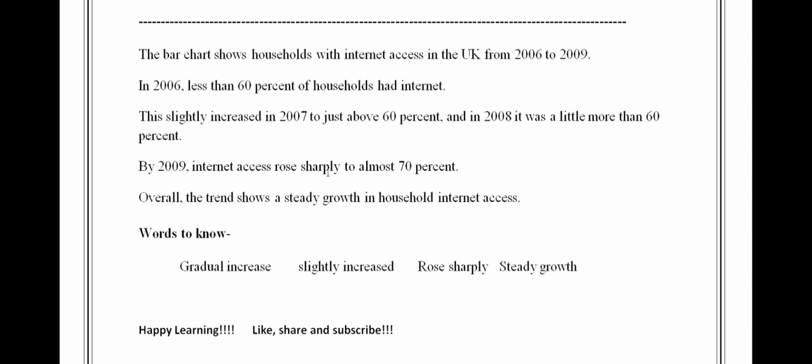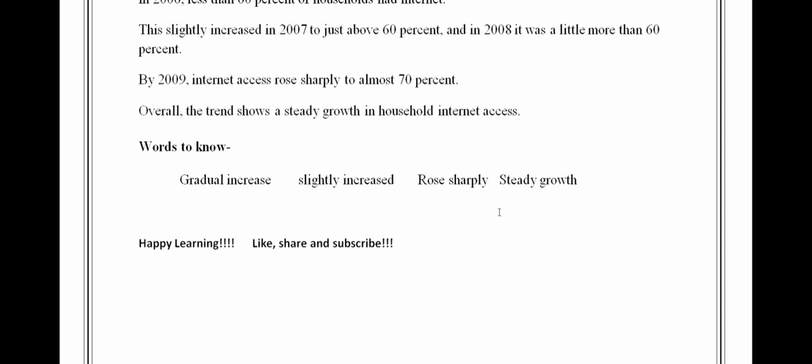By 2009, internet access rose sharply. How was it? It rose sharply to almost 70%. Overall, the trend shows, that is the way it has increased. The trend shows a gradual growth in household internet access. Grab some words: gradual increase, slightly increased, rose sharply, past tense of rise, and steady growth.